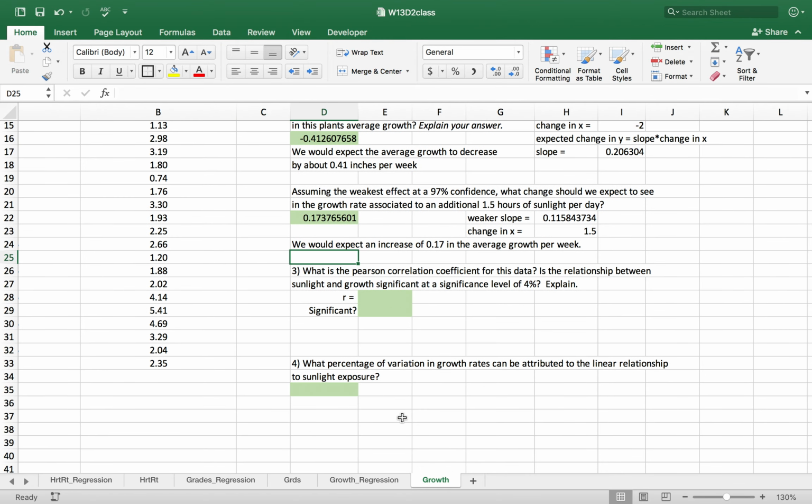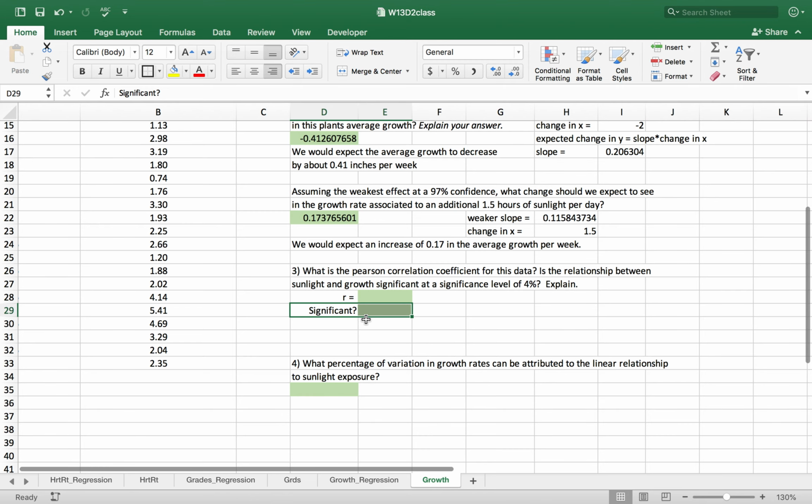All right, so ready for question number 3. What is the Pearson correlation coefficient for this data? Is the relationship between sunlight and growth significant at a significance level of 4%? Explain your answer. So pause the video, see if you can put together what the Pearson correlation coefficient is, and then think about this question. Is it significant? And how we would answer that.